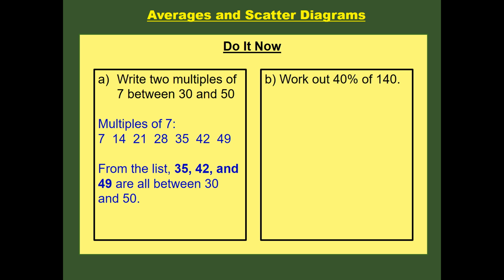For question B, you're asked to work out 40% of 140. So a good place to start without a calculator: 10% of 140 is 14. We do 140 divided by 10 to get 14. And then we want 40%, so it's 4 times as much as that. 14 times 4 would be 56. You might need to use column method or grid multiplication to get your answer on that one.